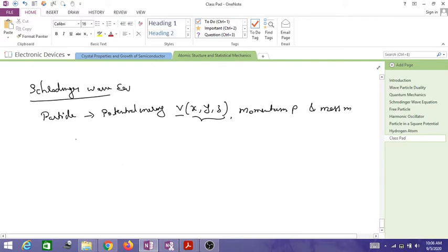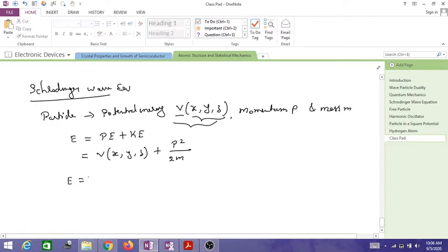Now let us consider the total energy of this particle. We know it is the sum of potential energy plus kinetic energy. So this is the potential energy in three-dimensional space, V of x, y and z, plus the kinetic energy, which is P square by 2m. Let me rearrange this equation: E is equal to P square by 2m plus V of x, y and z.